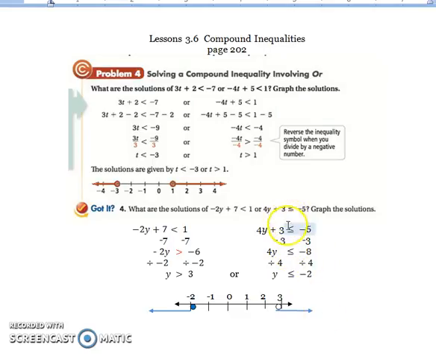Now let's solve the second one. Subtract 3 from both sides. Divide by 4. Since it's not -4, we don't have to worry about the sign. So y is less than or equal to -2. So less than or equal to is a closed circle, and less than goes to the left.